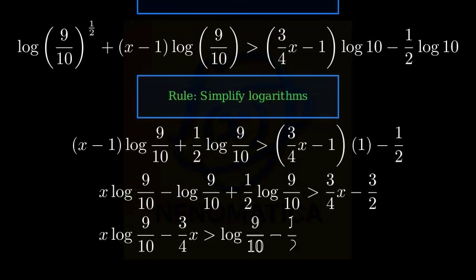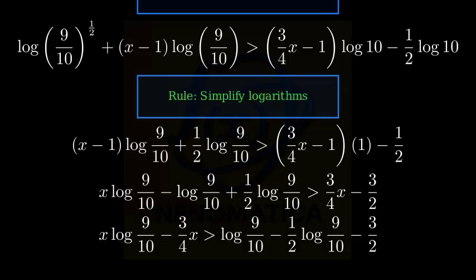We move the term 3/4 x to the left side, and we move all terms without x to the right side. This gives us x times log of 9 over 10 minus 3/4 x is greater than log of 9 over 10 minus 1/2 times log of 9 over 10 minus 3/2. We're getting closer to our solution by isolating x.